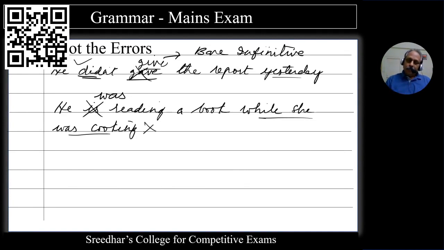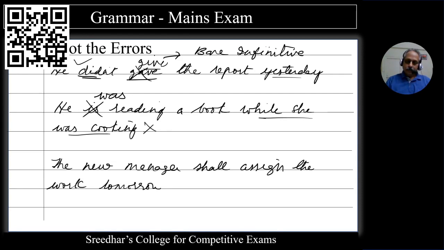Now all the future tenses, there is one important rule, and they have given it in so many exams. What is that? The new manager shall assign the work tomorrow. Tomorrow, future time. The sentence is in future tense. Then the new manager, that is third person singular, he or she. Then the sentence is wrong.